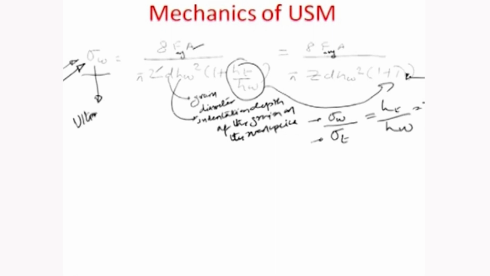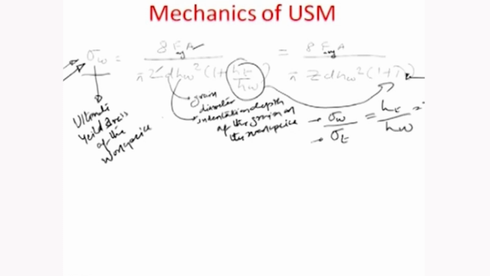Let us call it ultimate yield, or let us say flow stress, yield stress of the workpiece. So that is how we have a very well defined relation between the various parameters associated with the force given by the vibrating tool head to the area of the grain which is really interfacing with the surface, and the ultimate flow stress of the work material sigma W which is in question.